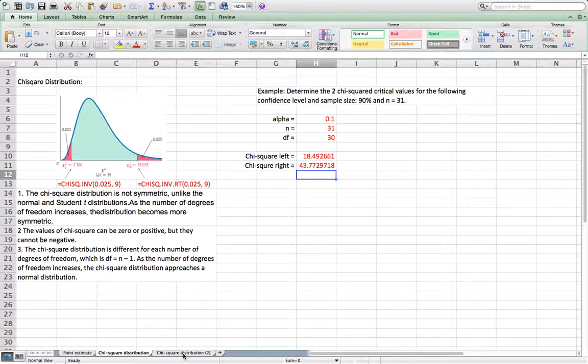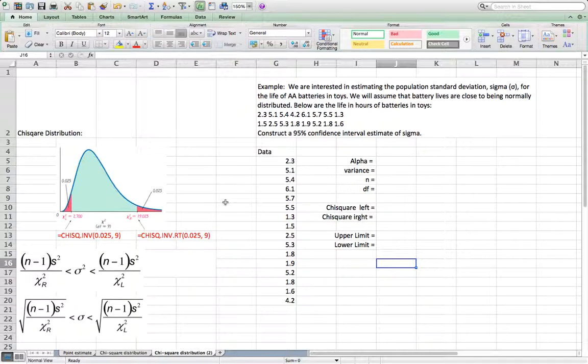Now, next example. Suppose we are interested in estimating the population standard deviation sigma for the life of AA batteries in toys. We will assume that the battery lives are close to being normally distributed. Below are the lives, in hours, of batteries in toys. Those are the data. Construct a 95% confidence interval to estimate sigma. So you first copy the data to Excel in one row.